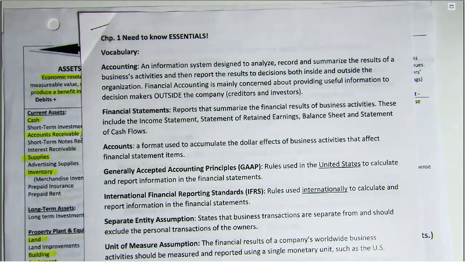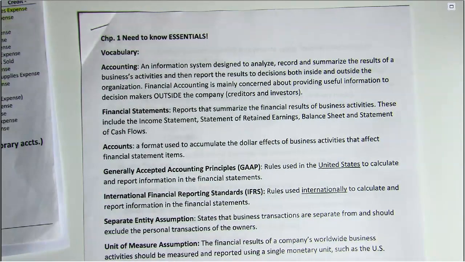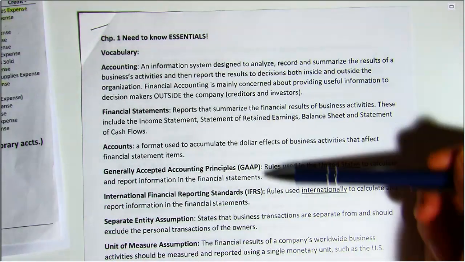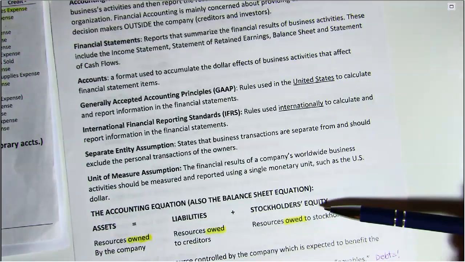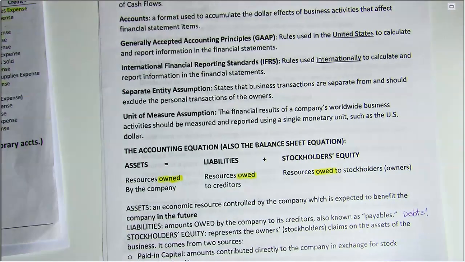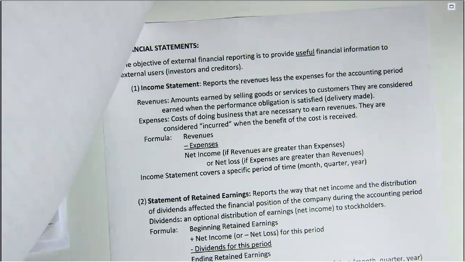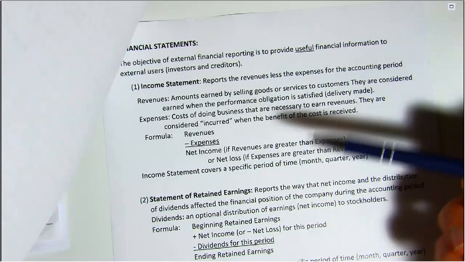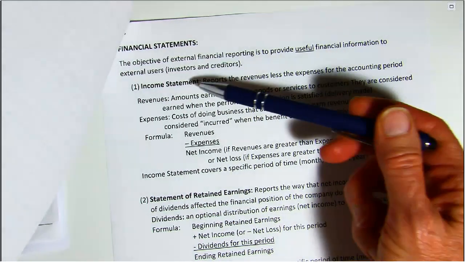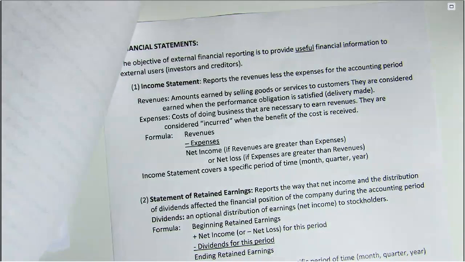This is another document that you can find in the Chapter 1 folder in Blackboard. It's got some vocabulary that you really need to know. It's got the accounting equation here and the various things we've covered today: assets, liabilities, and stockholders' equity. And then in our next mini lecture, we're going to be talking about our financial statements or reports. And so you might want to make a flashcard with the name of the financial statement and then the calculation or the formula.